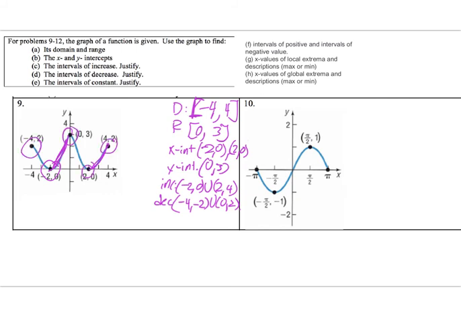X values of local extrema, so that's these points. They are all extreme values that are either higher or lower than the surrounding ones. And then we have a new phrase here, which is global or absolute extrema. So that's the overall highest or lowest points. The highest point overall is going to be at (0, 3). The lowest points overall are going to be at (-2, 0) and (2, 0). So those would be both global and local extreme values.